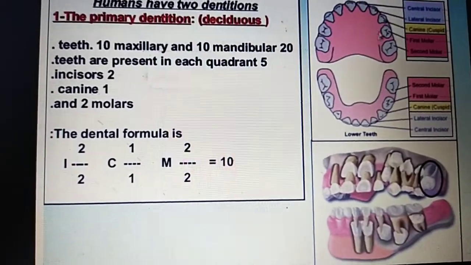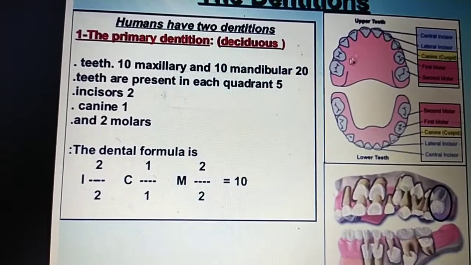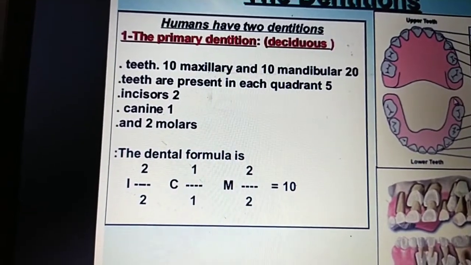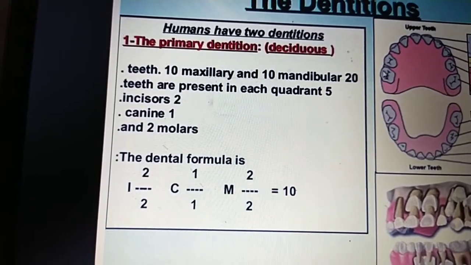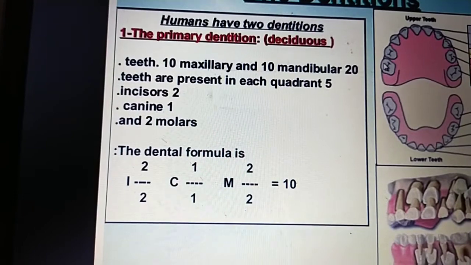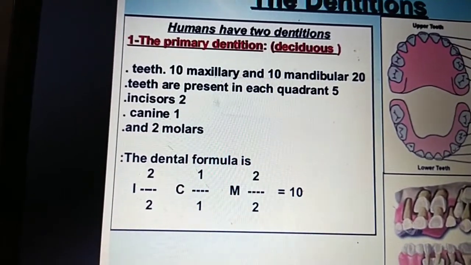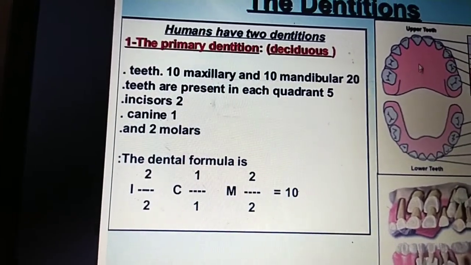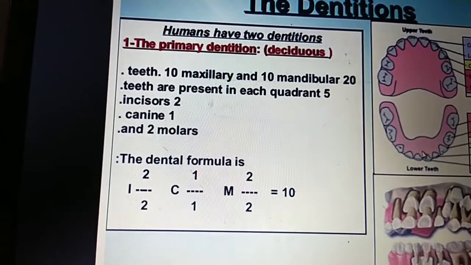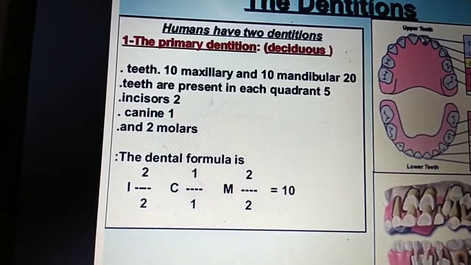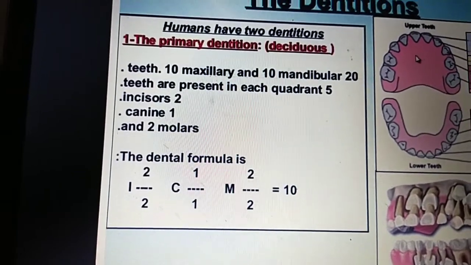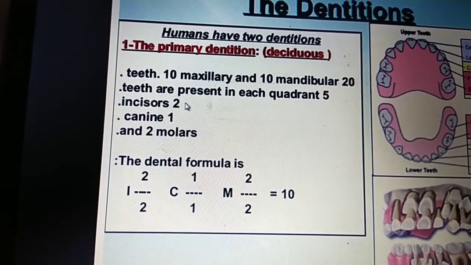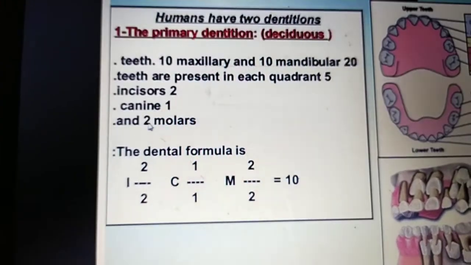When they close the mouth, the teeth sit on one another. In the primary dentition, there are 10 maxillary and 10 mandibular teeth, a total of 20. Each quadrant has 5 teeth. If you draw the midline in the maxillary and in the mandible, there are 5 on the right and 5 on the left. Of these, two are incisors, one is canine, and two are molars.